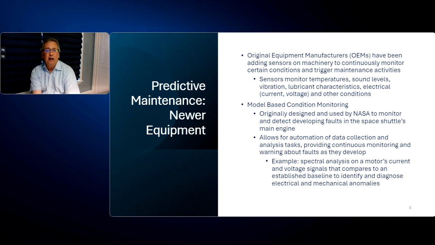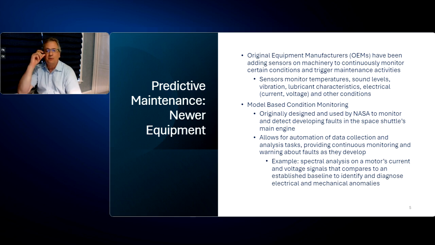This is really based on a concept of model-based condition monitoring that was originally designed and used by NASA to monitor and detect developing faults in the space shuttle's main engine. But again, the concept has been around really for a long time, which I'll get into a bit. So model-based condition monitoring, that's really the principle. And this allows for the automated collection of data and analysis, not just enough to collect the data, but to do the analysis. And this whole model-based condition monitoring allows for continuous monitoring and warning about faults as they develop.